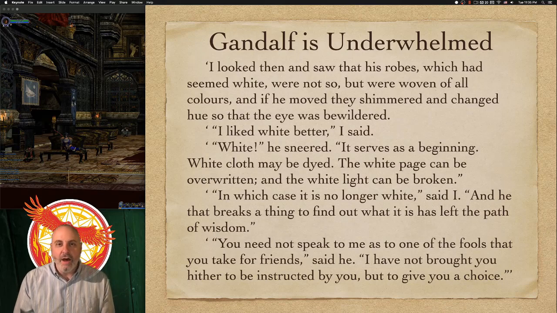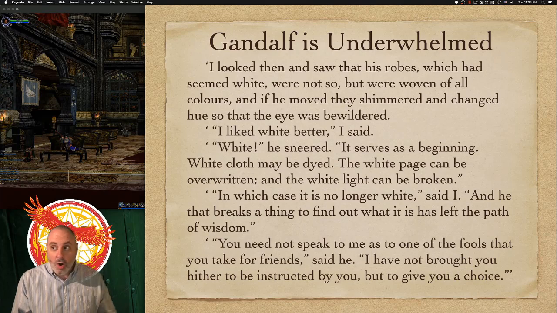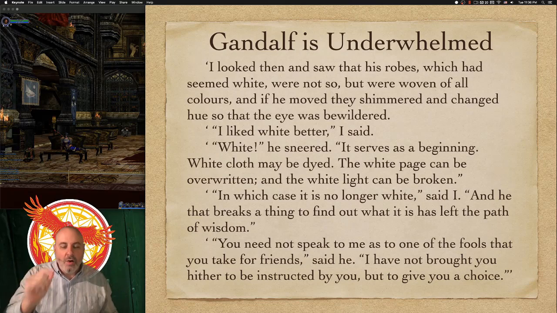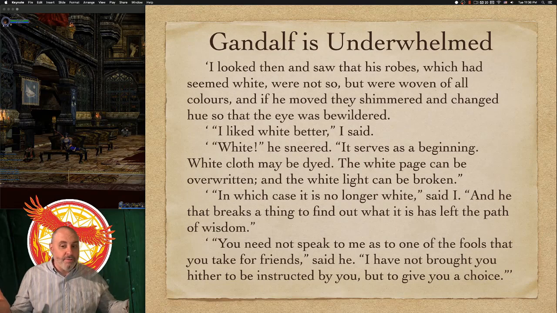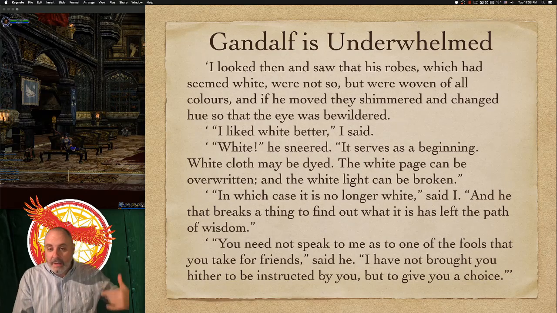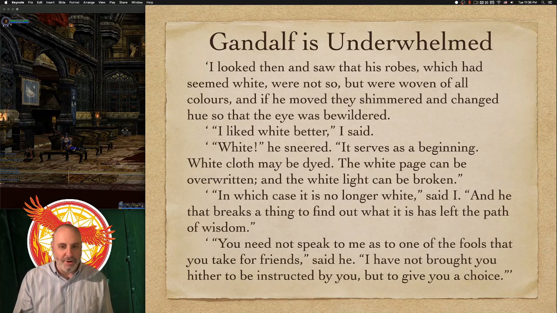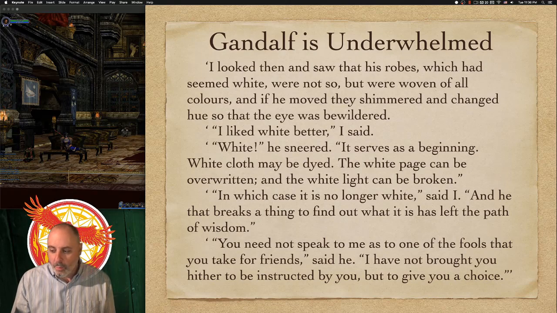You have a job. Are you doing your job, Saruman? Or are you doing all of this other stuff, right? Are you being the rainbow or are you being the white? Because I don't care how beautiful the rainbow is. I don't care how many colors might shimmer and change and bewilder the eye. The white is an important job.